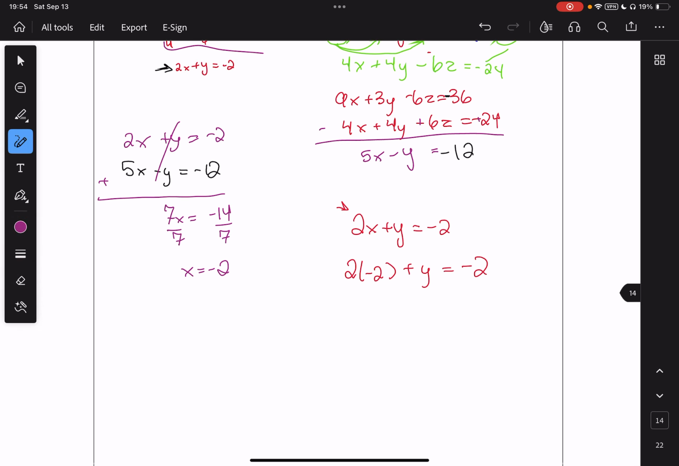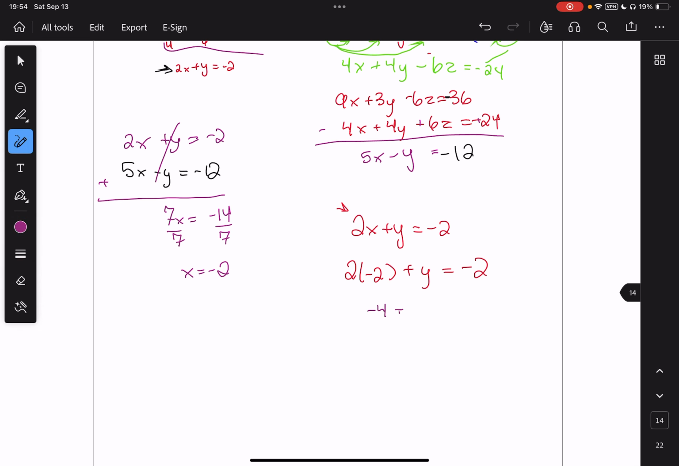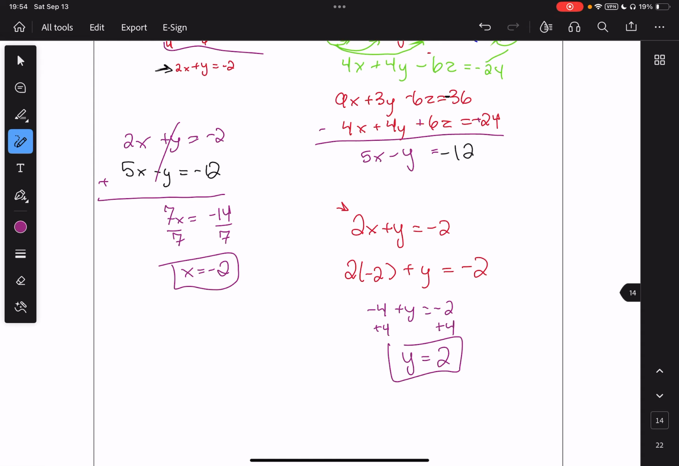So then after we do that, 2 times negative 2 is negative 4, plus y is equal to negative 2. We add 4 to both sides. We're left with y is equal to 2. So now we have our y, and we have our x.